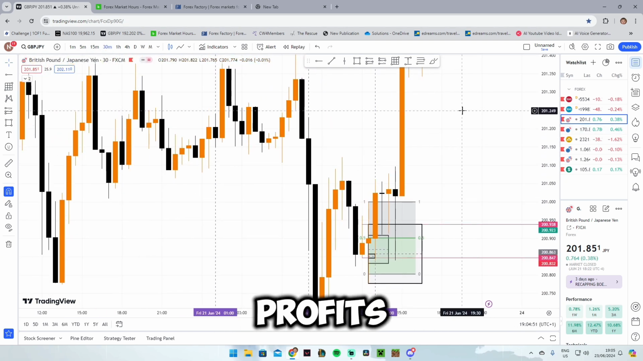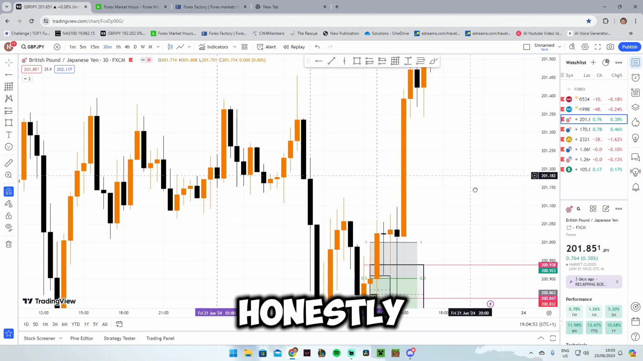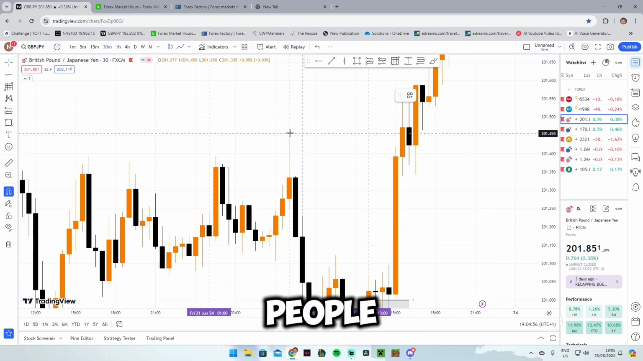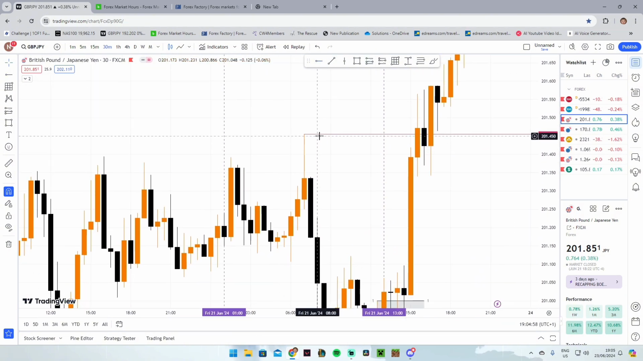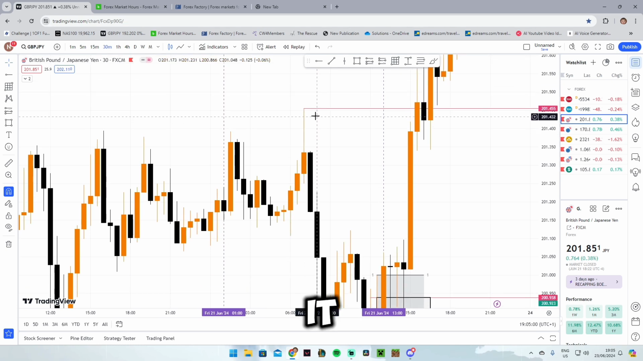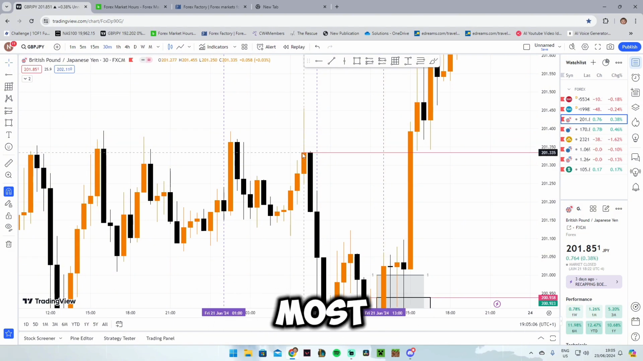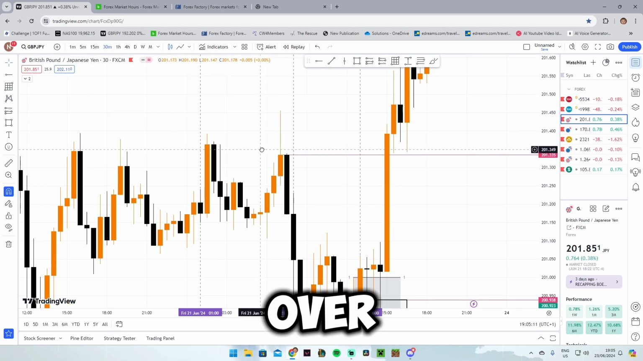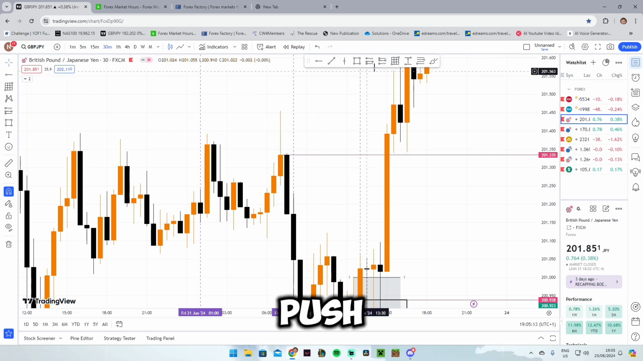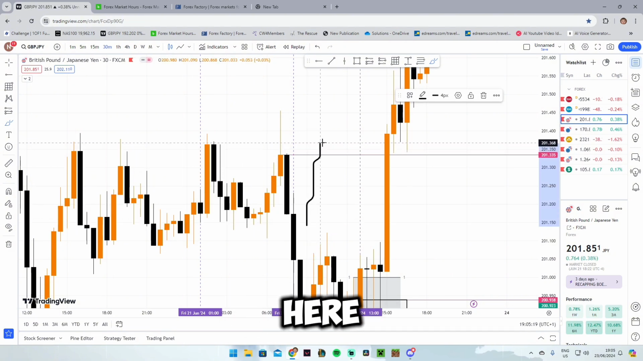Take profits. So my first one, honestly, the way people always have their take profits is on top of the very top of the wick. In my opinion and my experience, I see price most of the time drop into the body close and open over here. Price usually goes up here, wicks through it, then falls back down.